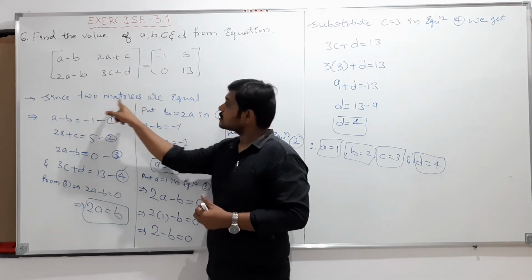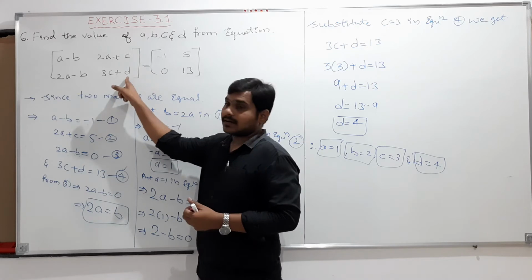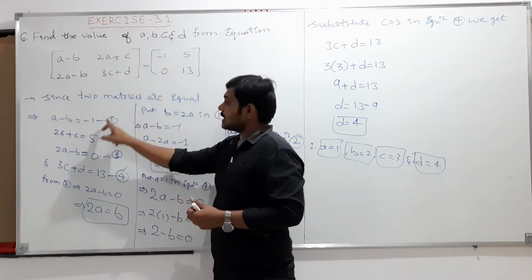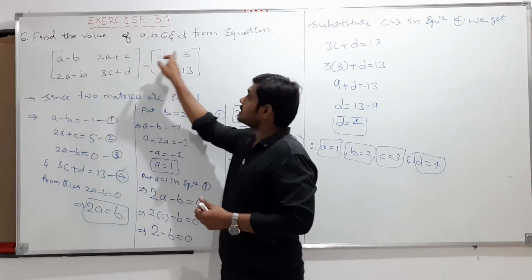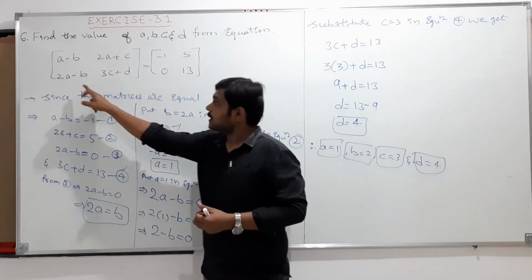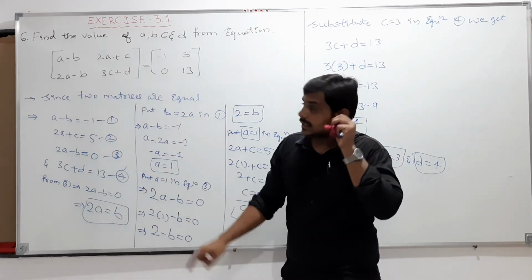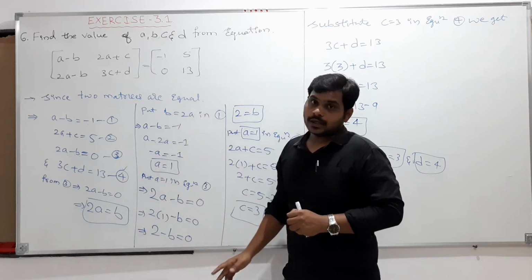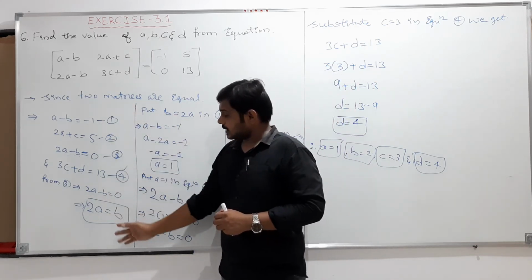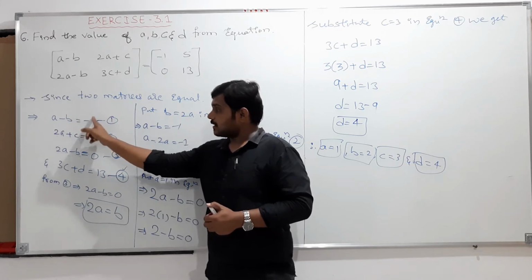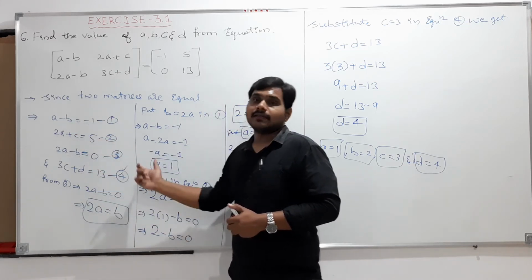So therefore since two matrices are equal, a minus b is equal to minus 1, I have written. 2a plus c is equal to 5, I have written. Next 2a minus b is equal to 0 and 3c plus d is equal to 13, just by this concept I am going to write. After writing this, using these four equations, I found out the a, b, c values.